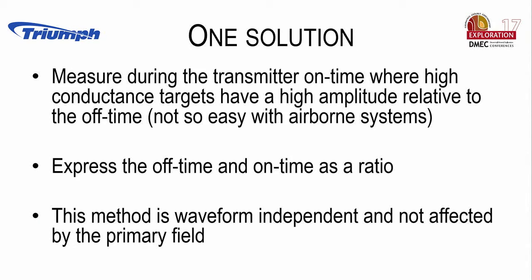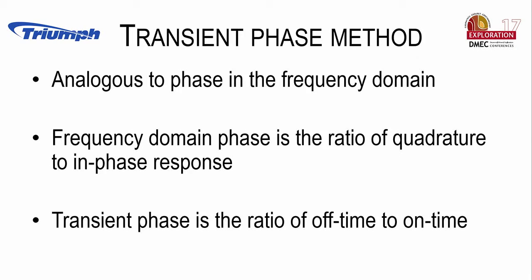And the method that I've developed is waveform independent and is not affected by the primary field. I call it the transient phase method because it is analogous to the phase in the frequency domain. Frequency domain phase is the ratio of the quadrature to in-phase response, and transient phase is just the ratio of the off time to the on time.